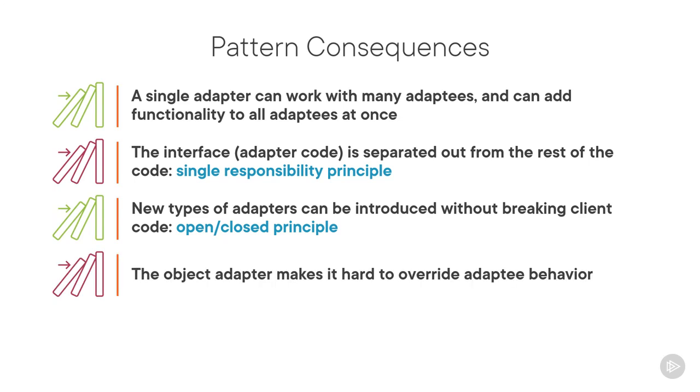The object adapter makes it harder to override adaptee behavior. If you want to do that, you will have to subclass the adaptee and make the adapter refer to the subclass rather than the adaptee itself. Another potential disadvantage, as is often the case, is that additional complexity is introduced because you introduce additional interfaces and classes. Let's have a look at the related patterns.